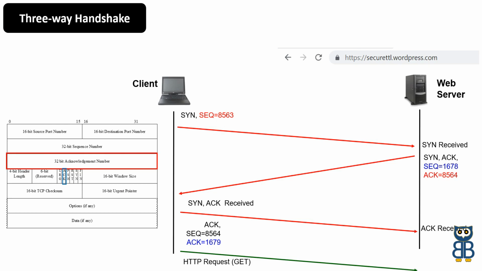In step 2, the server sends a packet back to the PC with control flags SYN and ACK enabled. In step 3, at last, the PC sends another packet to the server with the control flag ACK enabled. Once the three-way handshake is complete, the connection is established and the data transfer begins.